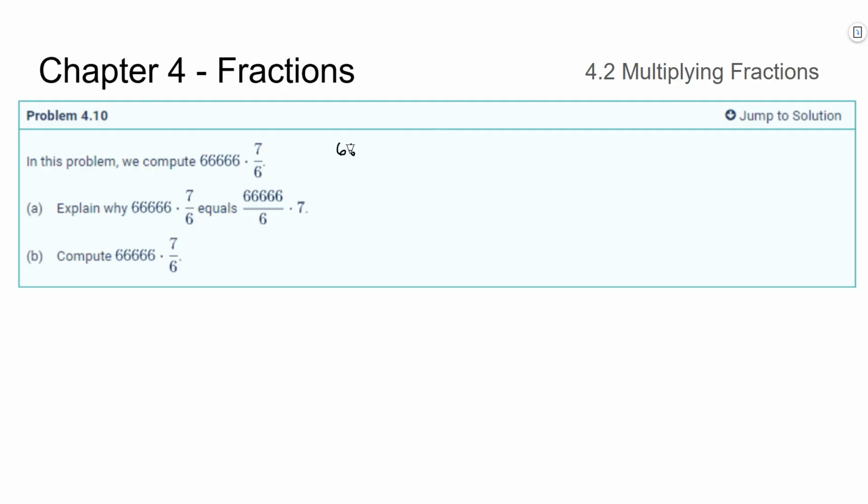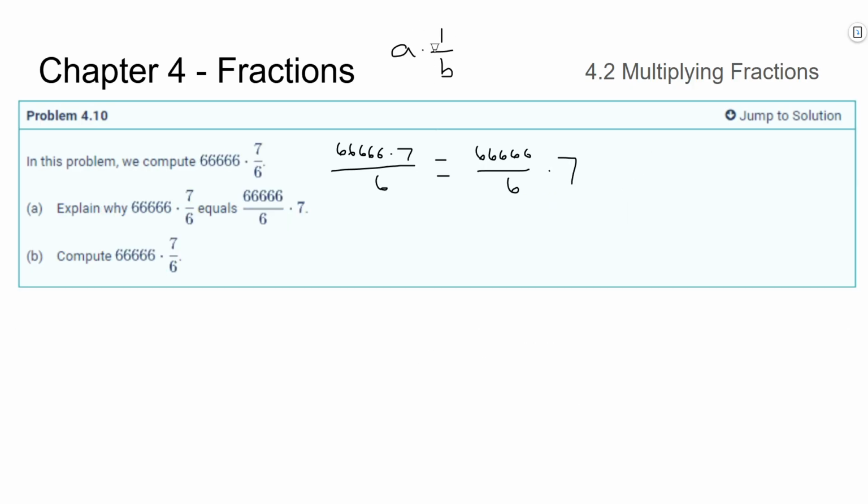So we'll do 66,666 times 7, all over 6. We could multiply this out, but that'd be a pain to do this big number times 7. But we also know that 66,666 over 6 times 7 also works, because this is the same thing, just in reverse, right? Because we had something like a times 1 over b.